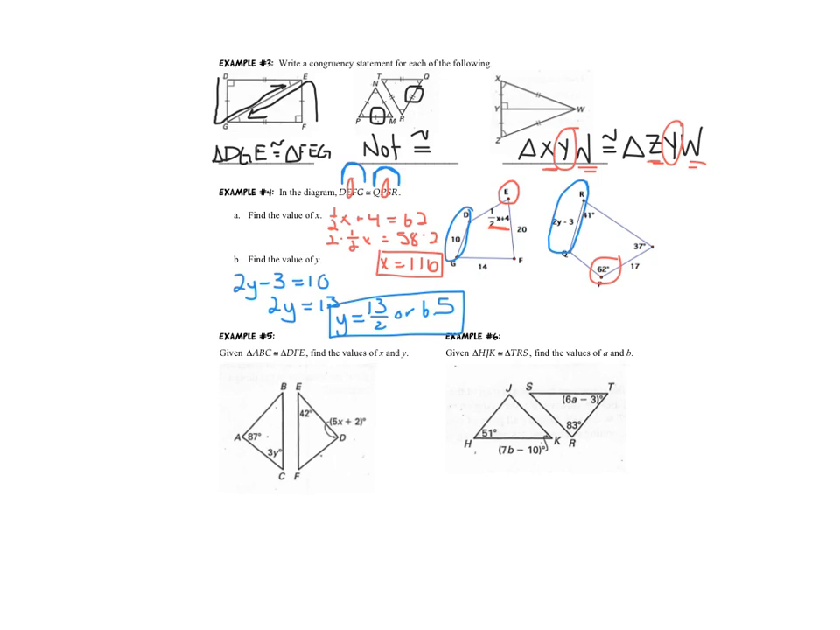Example 5 down here, we're given that the triangles are congruent. We want to find the values of x and y. So again, same idea. They told me triangle ABC is congruent to triangle DFE. So if I want to find x, x is inside of angle D. D goes with A. So I set up my equation, 5x plus 2 equals 87. Subtract 2, get 5x equals 85. Divide both sides by 5. And you should get that x is equal to 17.